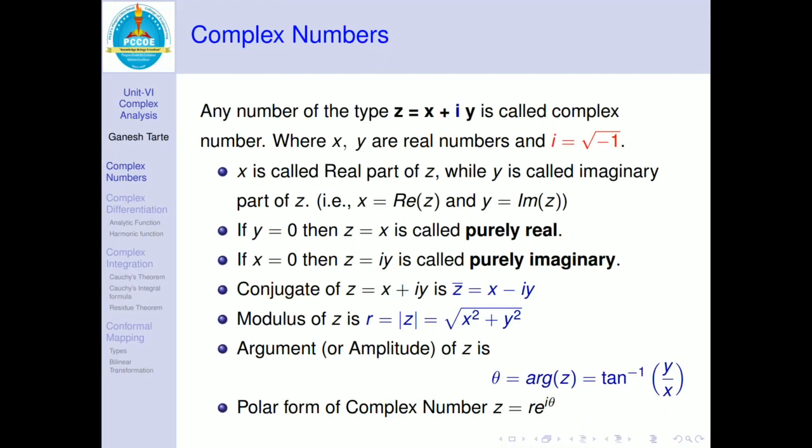One more important property for z and z bar: if z equals x plus iy and z bar is x minus iy, then the product x plus iy into x minus iy becomes x square plus y square, which is mod z square. So these are some basic and important properties for defining complex differentiation and integration.